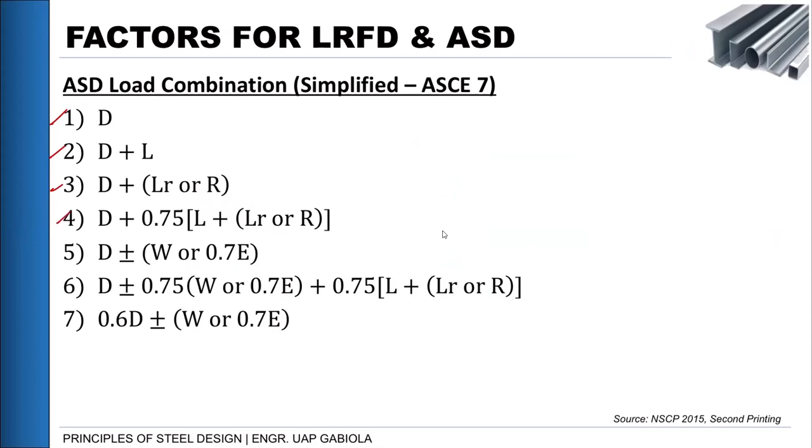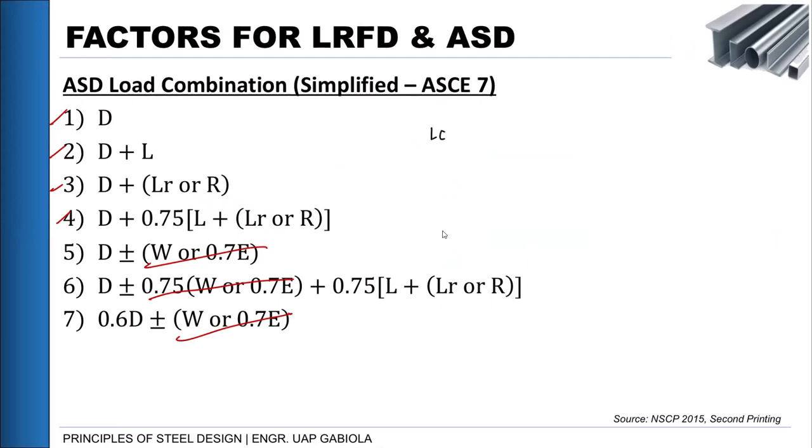Si 5 is hindi na kasi magka-cancel out to, so parehas na siya nung 1. Si 6, magka-cancel out to, so parehas na siya nung 4. And then si 7, hindi na din kasi mas less than siya dun sa number 1. So, ito lang yung gagamitin nating apat.